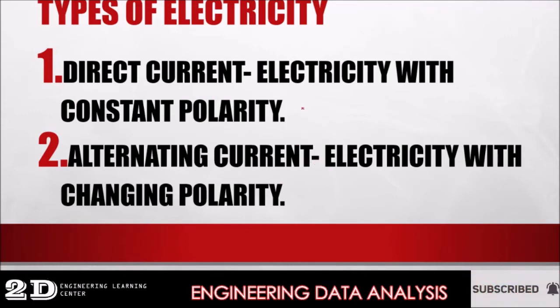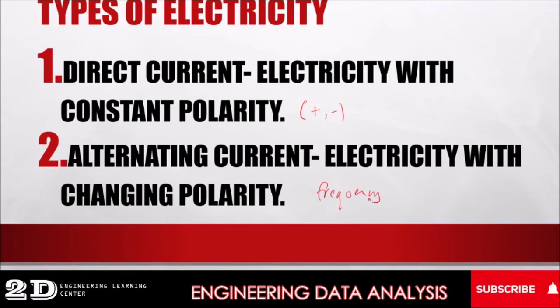So kapag DC current, so the polarity is always constant, pareho lang to the whole flow of the current. So it will be positive and negative. Then sa alternating current, we have the so-called frequency. So frequency, yung frequency is describing or naglalarawan kung ano yung pagka-change ng polarity per second.